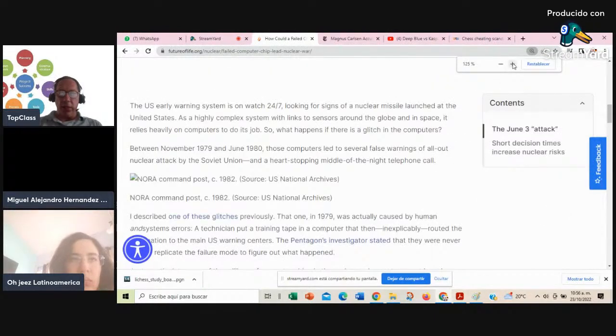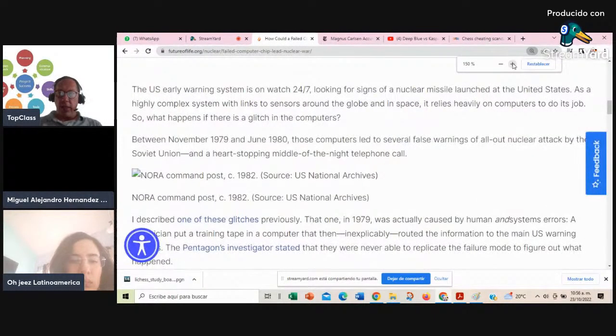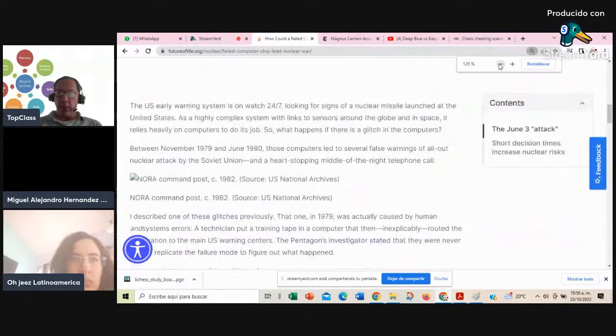So let me increase the font size a little bit. Can somebody read the first paragraphs, please? The first 3 or 4 paragraphs, please.